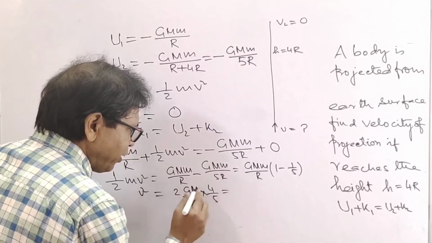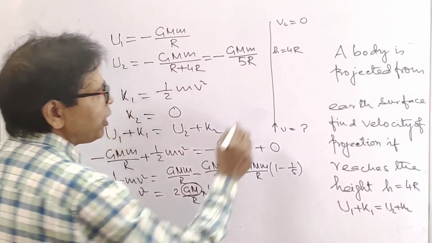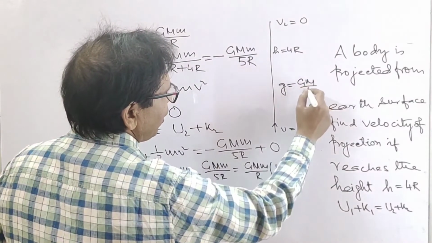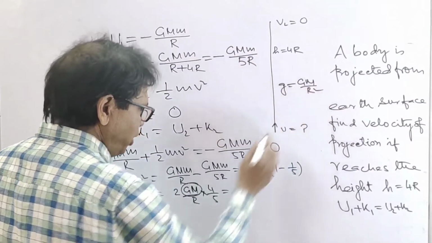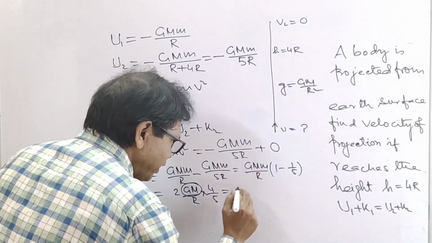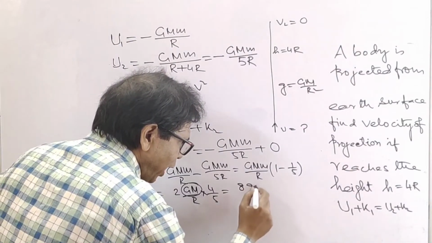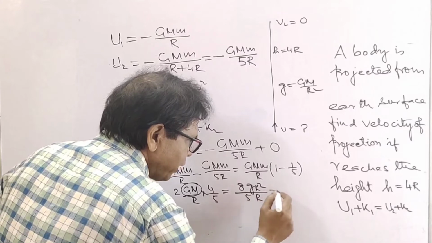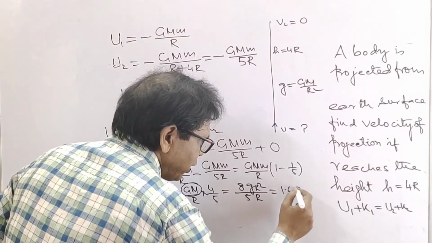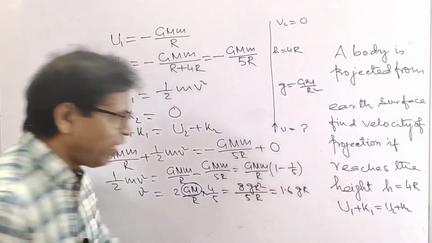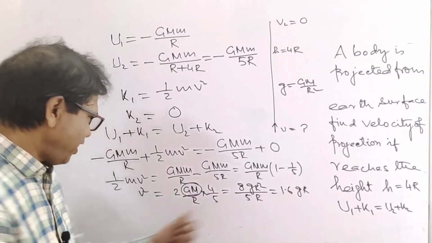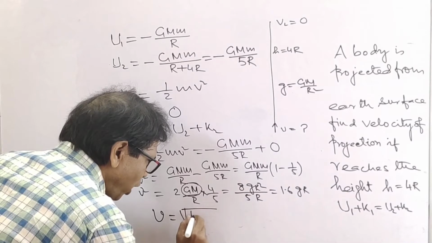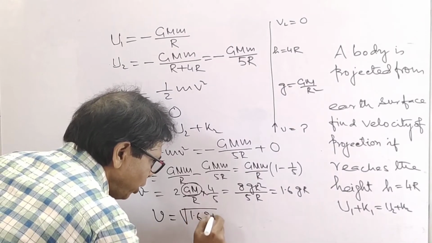So look at this, GM is equal to gR square. We know g equals GM by R square, so GM equals gR square. So look at this, this is 8 gR square by 5R. So this is 1.6 gR. Okay, understood? Next, velocity v equals root under 1.6 g into R.